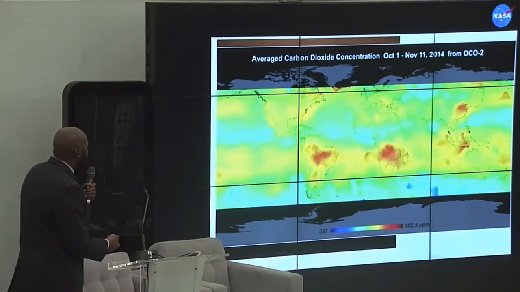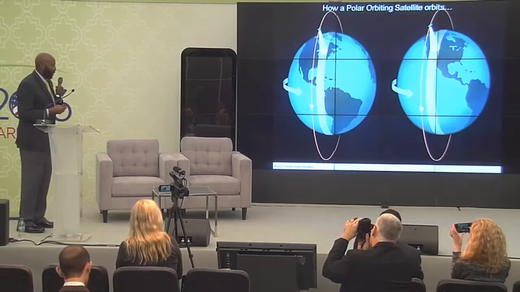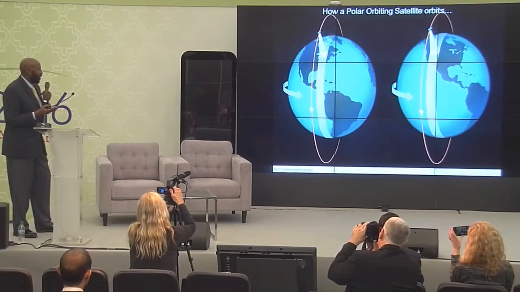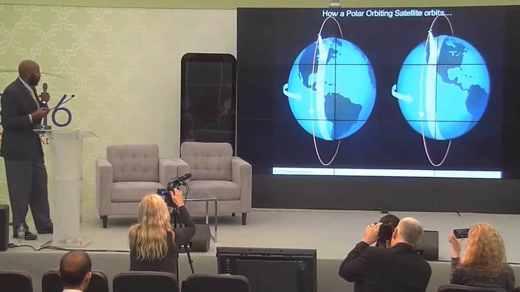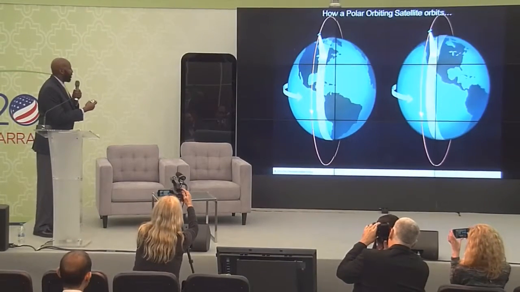Another instrument that was launched in this group is the RapidSCAT, which was launched on the space station and measures the surface wind, some of which was shown by Jason. Now, how does an orbiting satellite work?